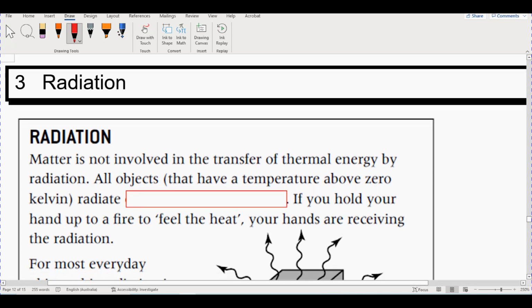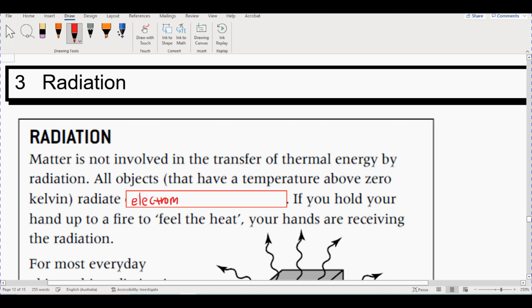So matter is not involved in the transfer of thermal energy. Matter means things containing molecules or particles in it. Matter is not involved in the transfer of thermal energy by radiation. All objects that have a temperature above 0 Kelvin, we know what we mean by 0 Kelvin, that means absolute zero, radiate. That's the word when they send thermal energy through radiation. So the verb is radiate. So radiate what? That's what you need to learn.